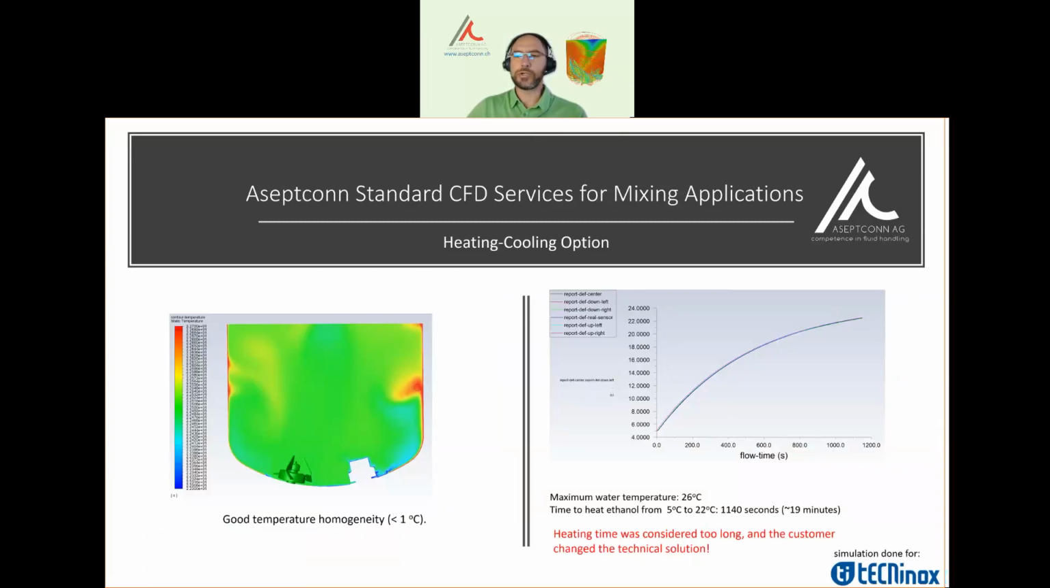From the CFD simulation results, it is not possible to heat the agent from the mantle more than 26 Celsius degrees. The ethanol will reach the desired temperature of 22 Celsius degrees in approximately 19 minutes with a very good homogeneity. The customer considered that 90 minutes are too long for the production timing and decided to change the heating solution.